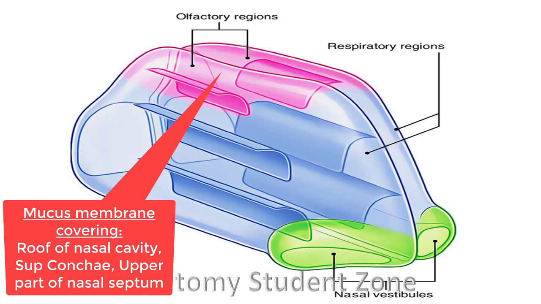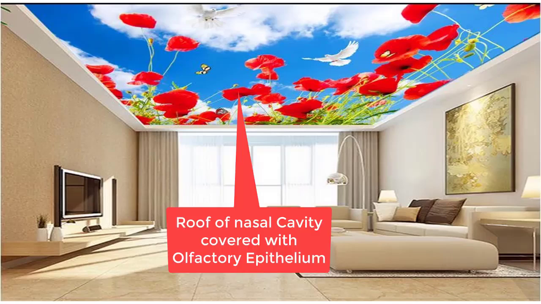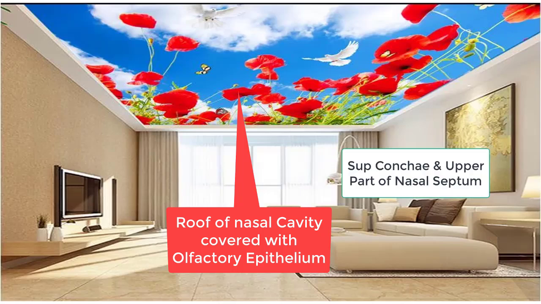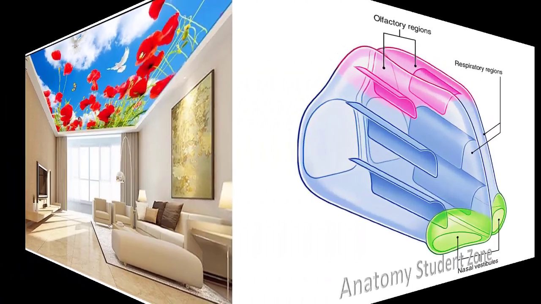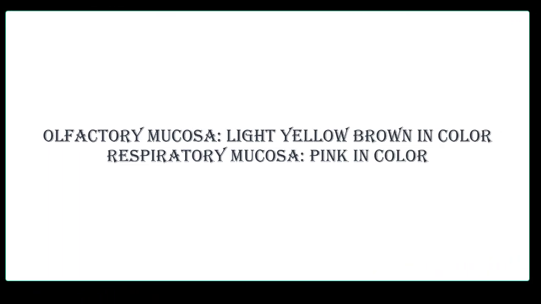If I consider the nasal cavity as a room, I will say nature has decorated the roof of that room with the olfactory epithelium. Besides this, the superior concha and upper part of the nasal septum are also decorated with this epithelium, your olfactory epithelium. When I look into this area, it is light yellowish brown in color. So the olfactory mucosa looks light yellowish brown when you see it.